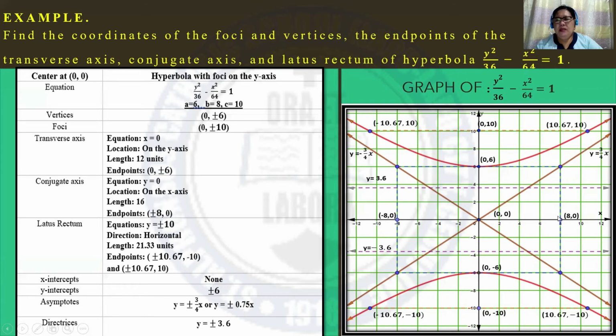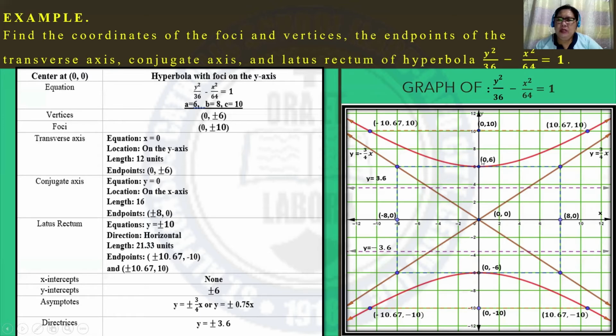From here, this one, it's the co-vertex. So that's 2, 4, 6, 8. Here, we have the coordinates negative 8, 0. Find the intersection points of the vertices and the co-vertices. So we have here this point, this point, this point, and this point. Then from this point to this point, you draw a line, and that's your asymptote. This point and this point, you draw a line passing these points. This is the other asymptote.